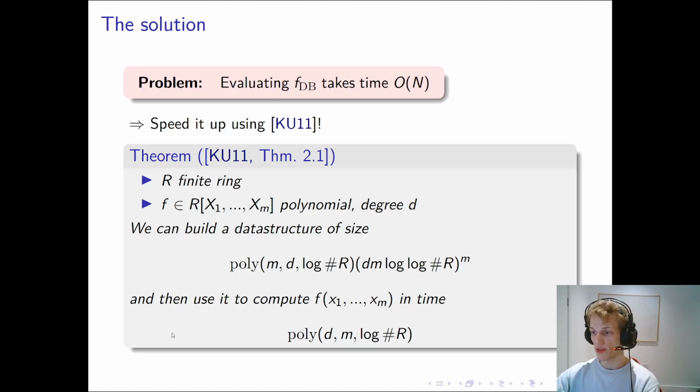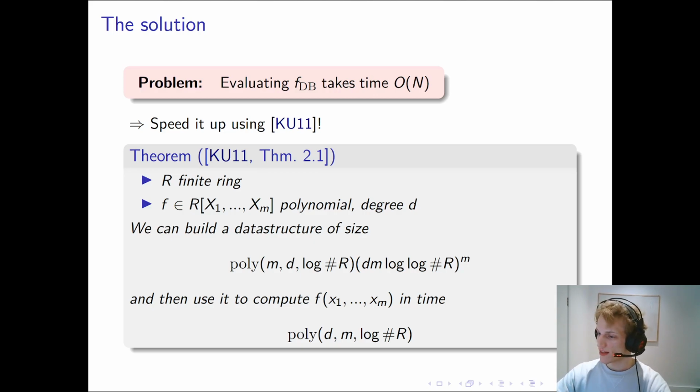Yeah, and after we build this data structure, we can then evaluate f at a point in only that much time. And well, I won't go into the details of balancing the parameters here, but as it turns out, if you choose d and m correctly, you can make this really small, in particular polylogarithmic only in the database size.